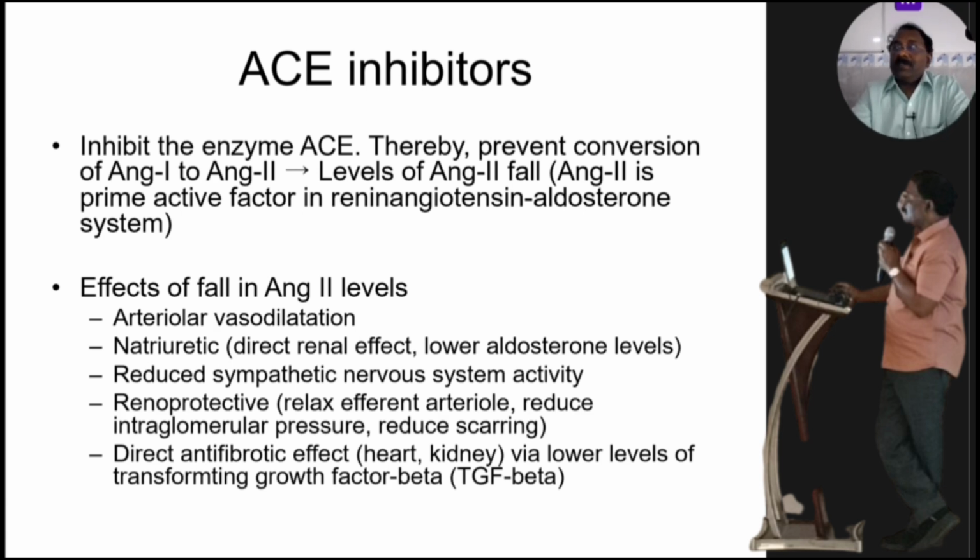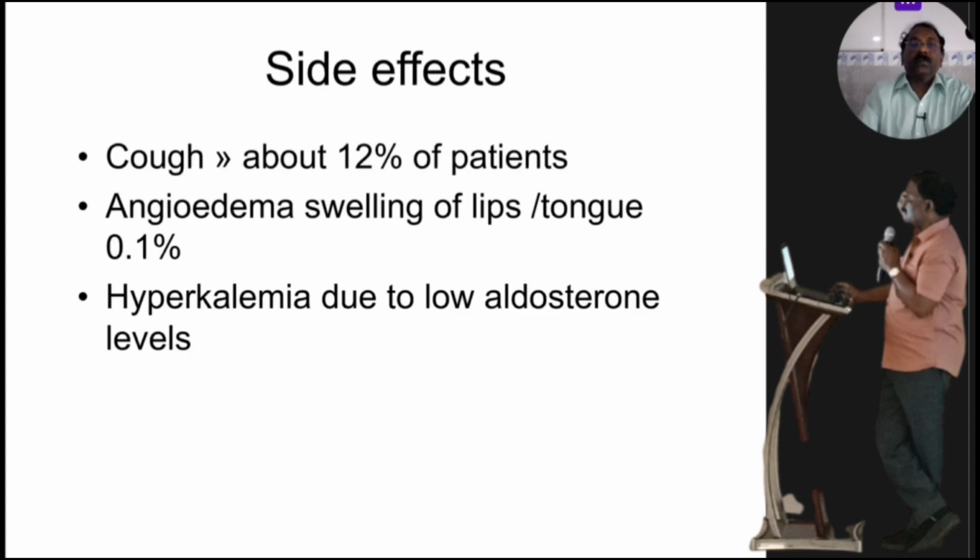Direct antifibrotic effects, so cardiac friendly, renal friendly, via lower levels of transforming growth factor beta. So that is the reason ACE inhibitors are not only antihypertensive agents, but also cardioprotective, renoprotective, and vasculoprotective. The vessel is also a very important organ in the body. So ACE inhibitors or ARBs are not only antihypertensive medications, they are renoprotective, cardioprotective, and vasculoprotective. Cough is a very, very common side effect. The common drug here is ramipril.